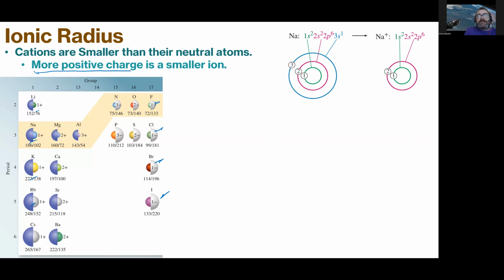More positive charge is smaller. That doesn't matter in the main group, but for transition metals, it does make a difference. So an iron 2 plus should be bigger than an iron 3 plus because more positive charge makes it smaller. And again, that is an increase of effective nuclear charge. Effective nuclear charge is everywhere.